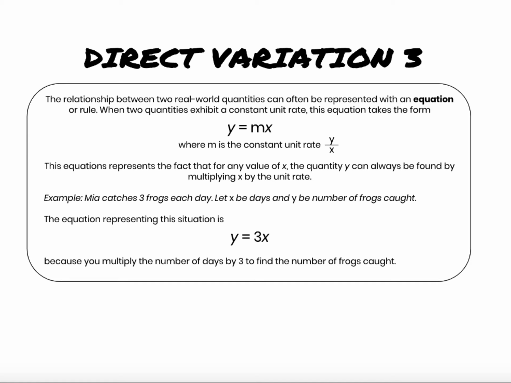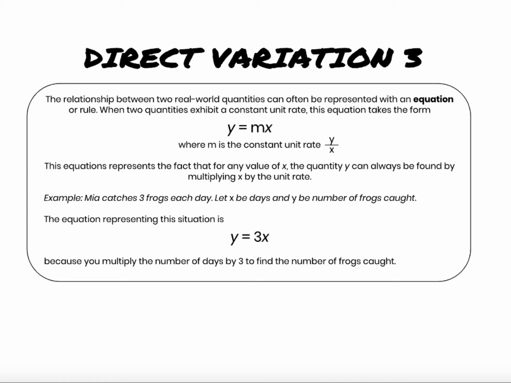The type of equation we're looking at here is when we have a constant unit rate. In this case, the equation takes the form y equals mx, where we find m as the unit rate by dividing y by x. For example, in this situation, we have Mia catching 3 frogs each day. So x is days, y is number of frogs caught, and the equation representing the situation is y equals 3x.